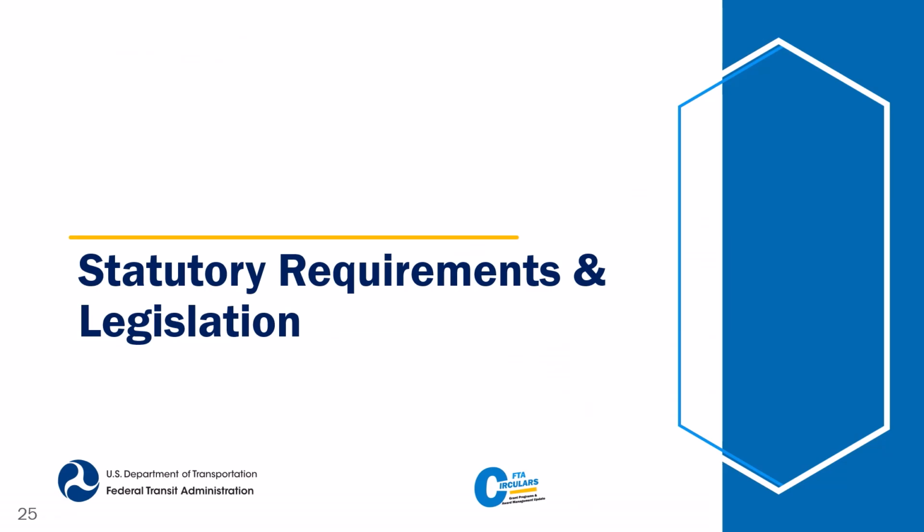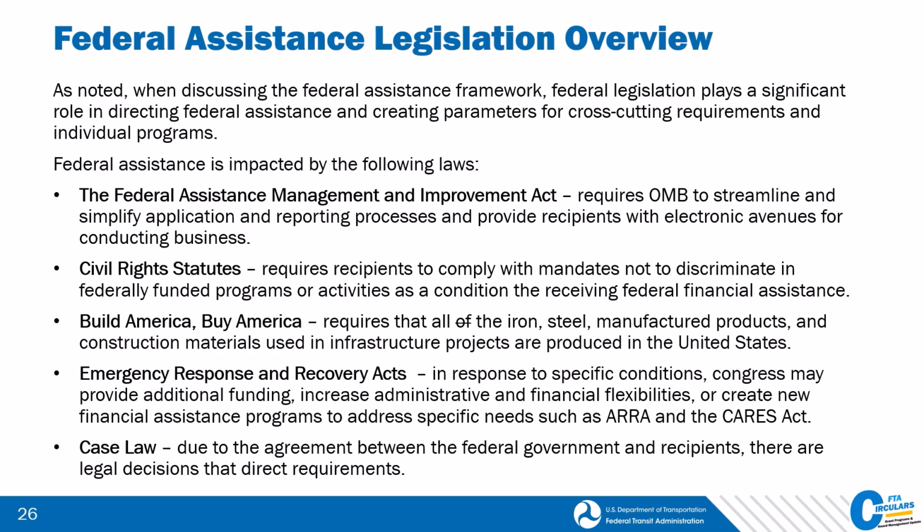Next, we will look at some statutes, or laws, and their requirements, as well as some specific aspects of legislation that impact financial assistance awards. The requirements under 2 CFR Part 200 incorporate many legal requirements into one place. There are several laws that also impact federal financial assistance, such as the Federal Assistance Management and Improvement Act, Civil Rights Statutes, Build America, Buy America, Emergency Response and Recovery Acts, and case law.